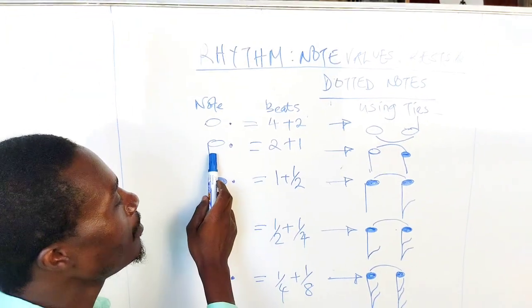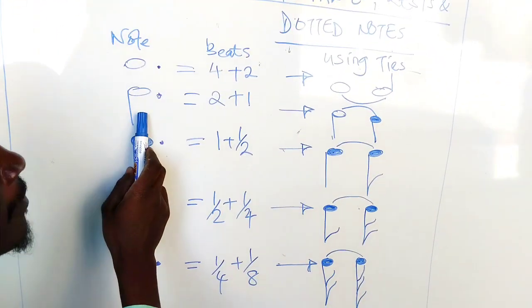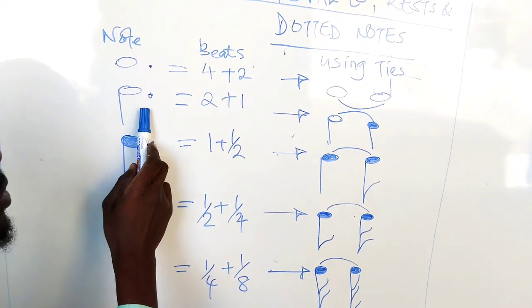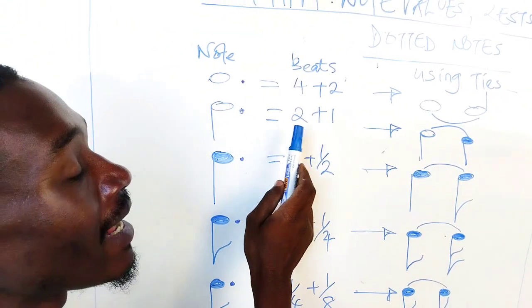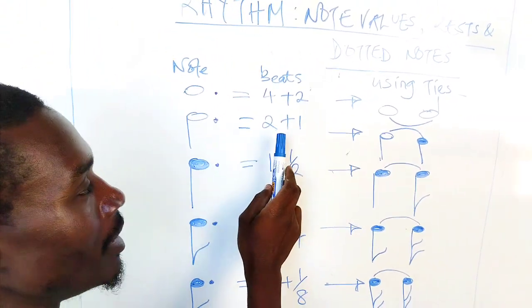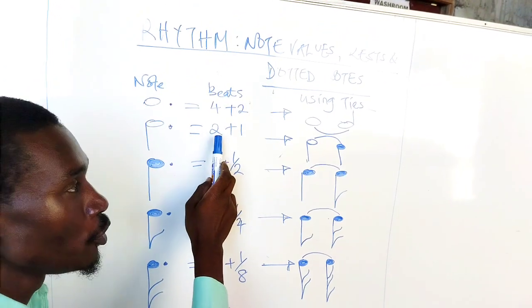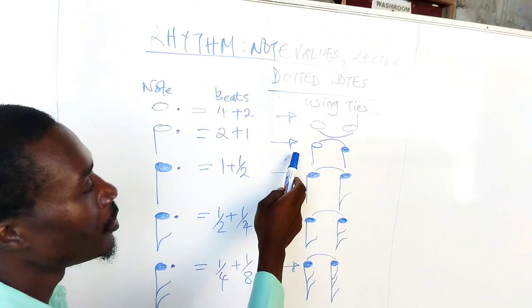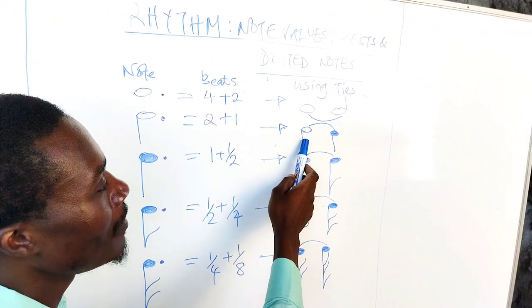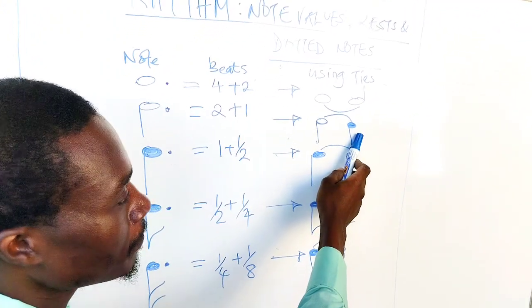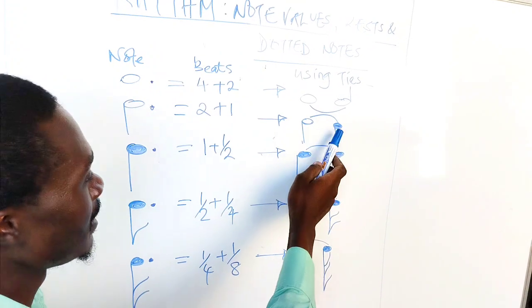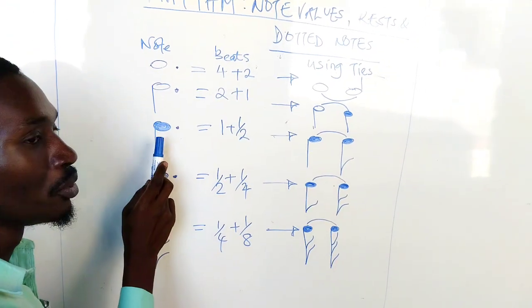You can also do the same to the minim. The minim has 2 beats. Now when you dot the minim, you are going to add a half of the 2 beats, which is 1 beat. So how many beats are you going to have? 2 beats plus 1. So you are going to represent it as a minim plus a crotchet which has been tied.